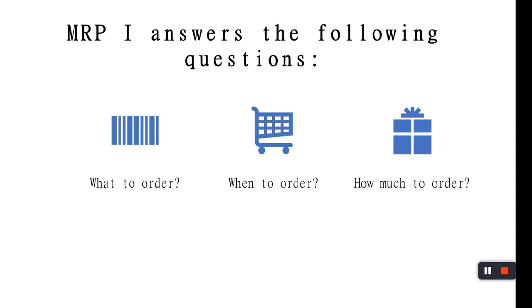So MRP 1 answers the following questions. What to order? What raw materials, what components do we need to order? When shall we order them? And how much to order? So the quantity of the order.